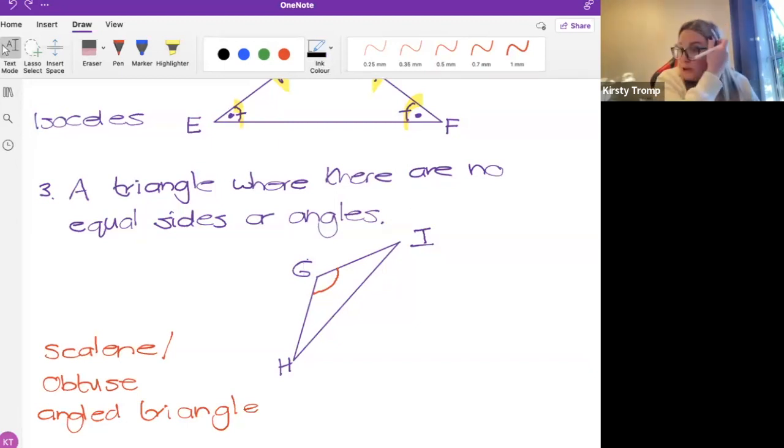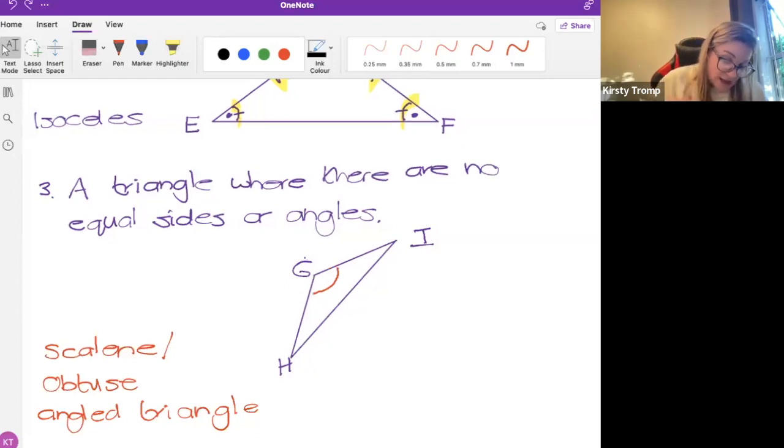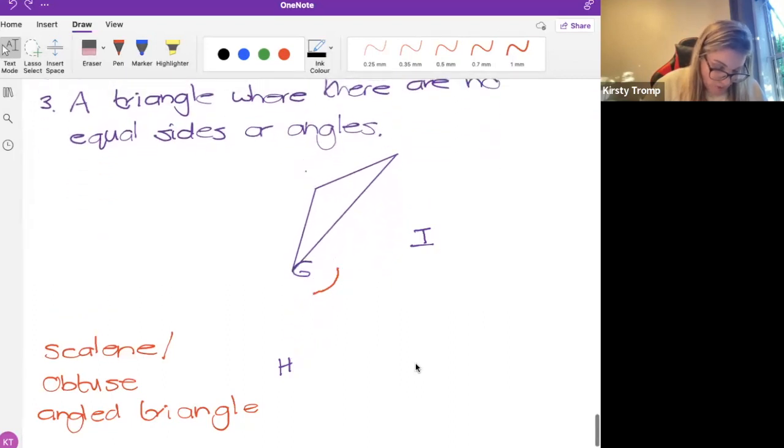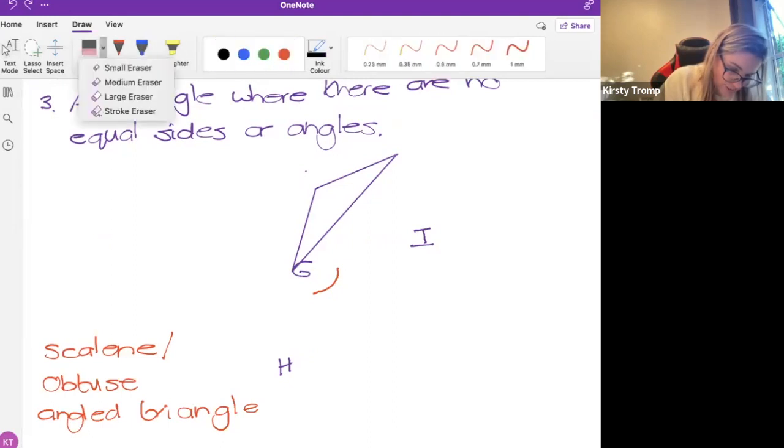All right, so that is our 3 different kinds of triangles there. Let's carry on. Let's see if we can think of any other names of triangles. So far we've done our equilateral, our isosceles, and we've done our scalene, also known as an obtuse angled triangle. There's one more that I want to have a look at with you guys. And of course, our page now doesn't want to cooperate. So let's see if we can get it to work quickly.